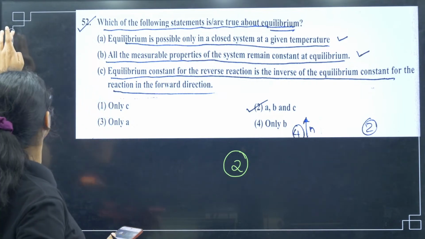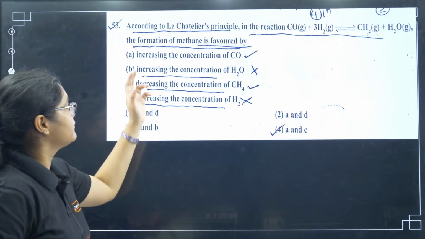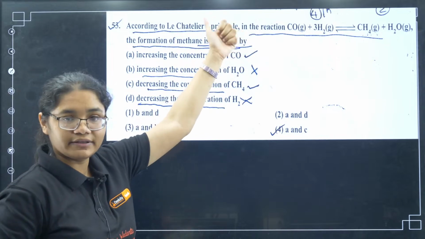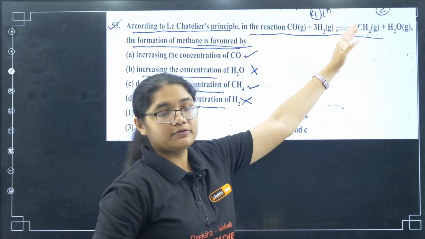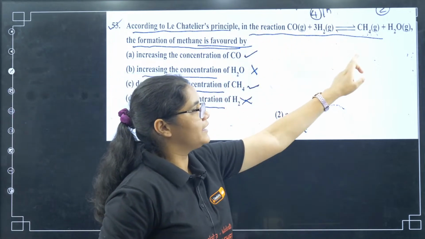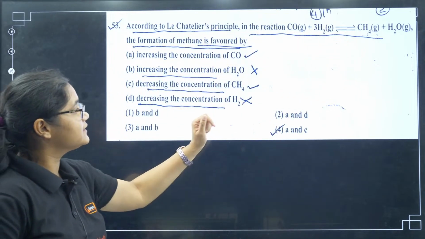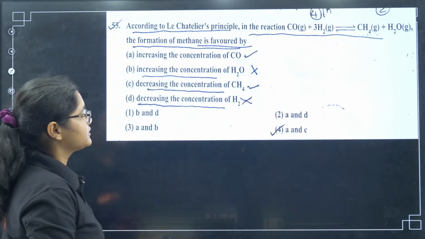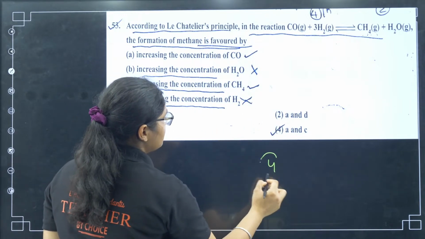Okay. Next, moving to the last 8 questions, students. According to Le Chatelier's principle, how can we increase the formation of methane? If I increase the concentration of CO, yes, definitely that will work. Increase the concentration of H2O, no, then it will go in the backward reaction, so that is not there. Decrease the concentration of CH4, yes, that will also drive the reaction in the forward direction. If I decrease the concentration of H2, then the reaction will not proceed. So I have A and C, which is option number 4 here.